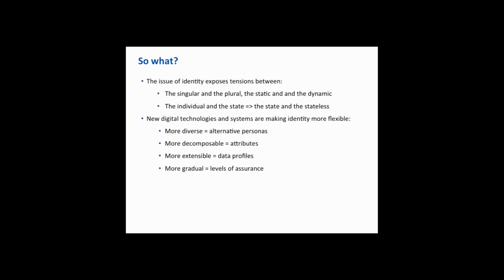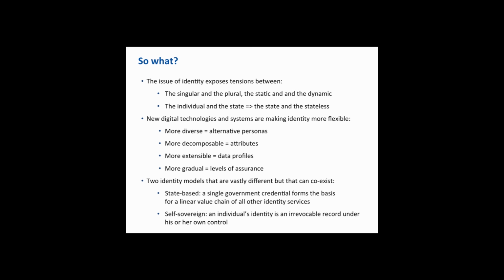New technologies are helping to deal with these tensions by making identity more flexible. Identity can be more diverse, allowing for different personas. It can be more decomposable because my identity is composed of a whole bunch of attributes about me, my citizenship, my age, my address, etc. It's more extensible because all these different bits of identifying information can be built into a data profile that then providers can use to target services towards me. And it can be more gradual, more probabilistic, with different levels of assurance based on the available information.